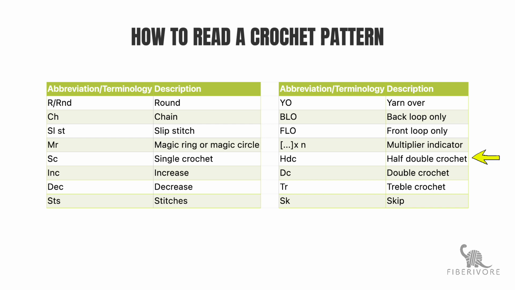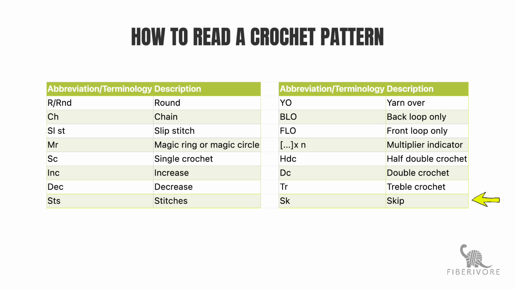HDC stands for half double crochet, which is a basic stitch in crochet. It is shorter than double crochet but taller than single crochet. DC stands for double crochet, which is a basic stitch in crochet. It is taller than a single crochet but shorter than a treble crochet. TR stands for treble crochet, which is a basic stitch in crochet. It is taller than double crochet but shorter than a double treble crochet.